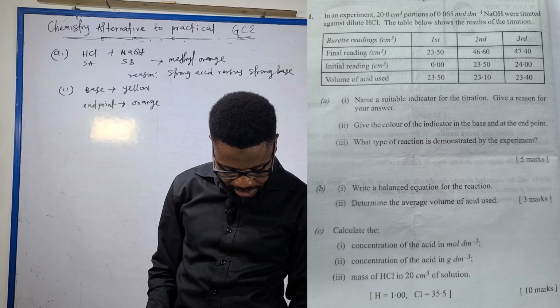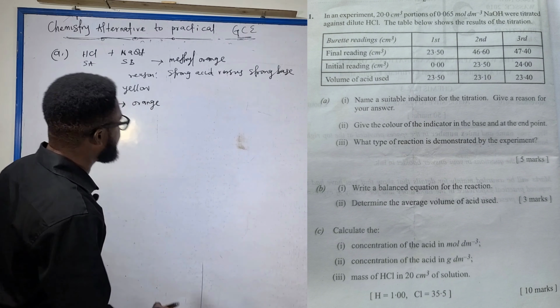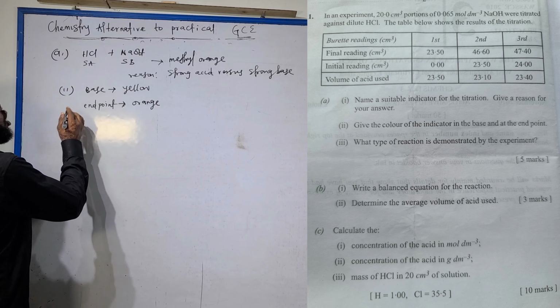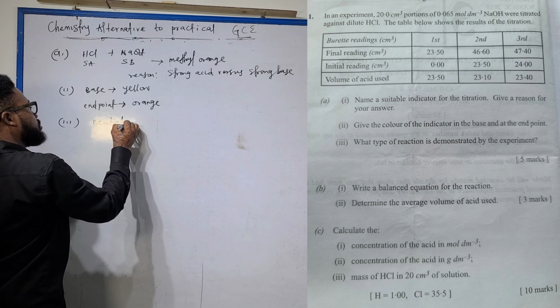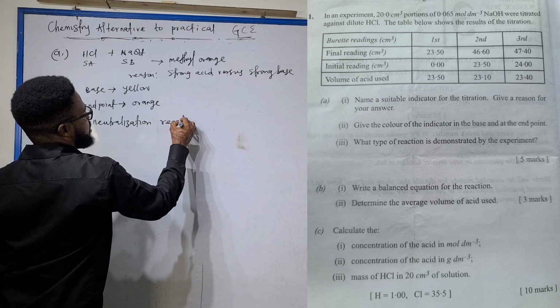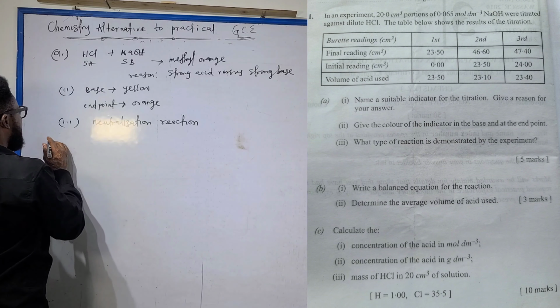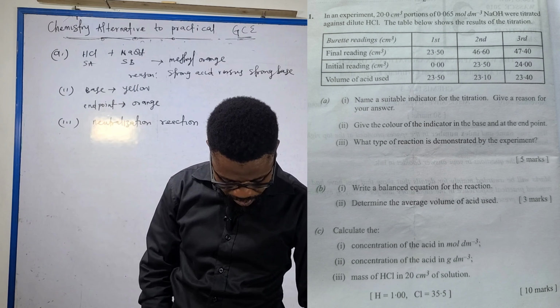And in A3, we were told what type of reaction is demonstrated by the experiment. Of course, between an acid and a base, that is a neutralization reaction. Okay, that ends question A. We move to B.